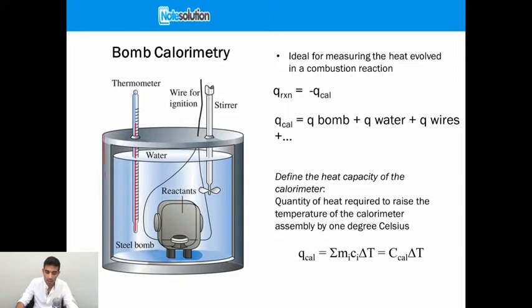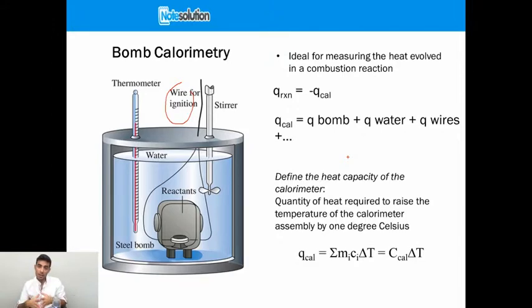As you can see here, it's an isolated system, of course. We have a steel bomb inside where the reaction occurs. We also have the wire for igniting the reaction. There's a thermometer and there's a stirrer. So how can we use the bomb calorimeter to find, let's say, the heat capacity of a certain substance, or the amount of heat that is produced by a chemical reaction?